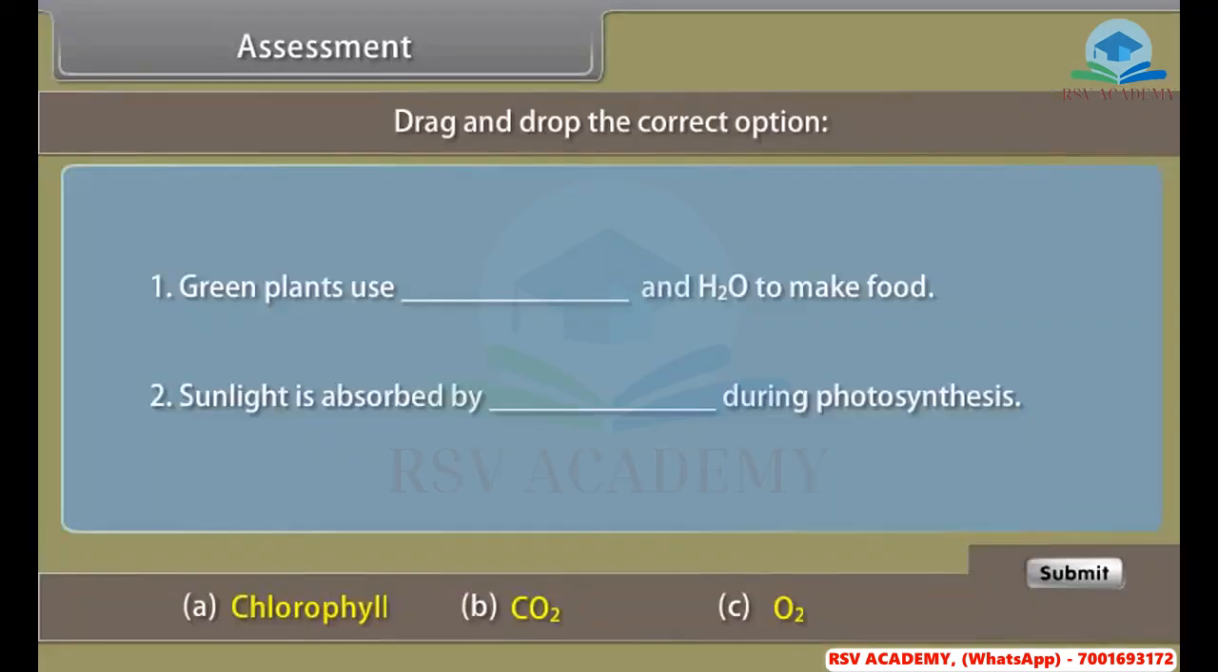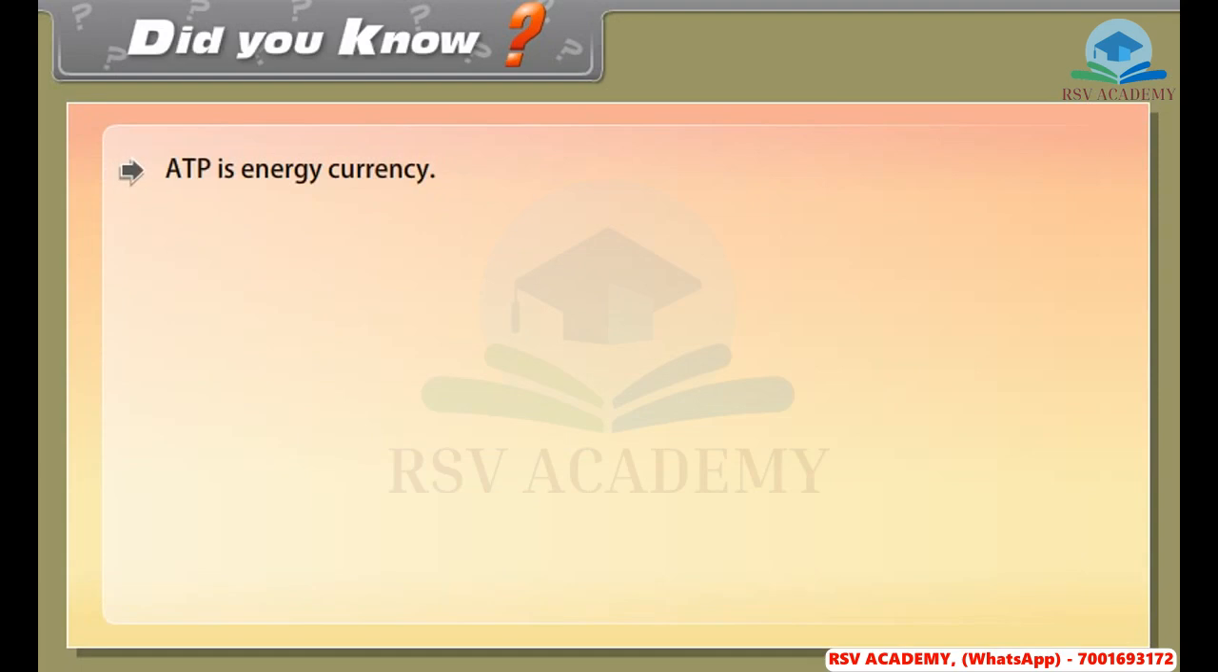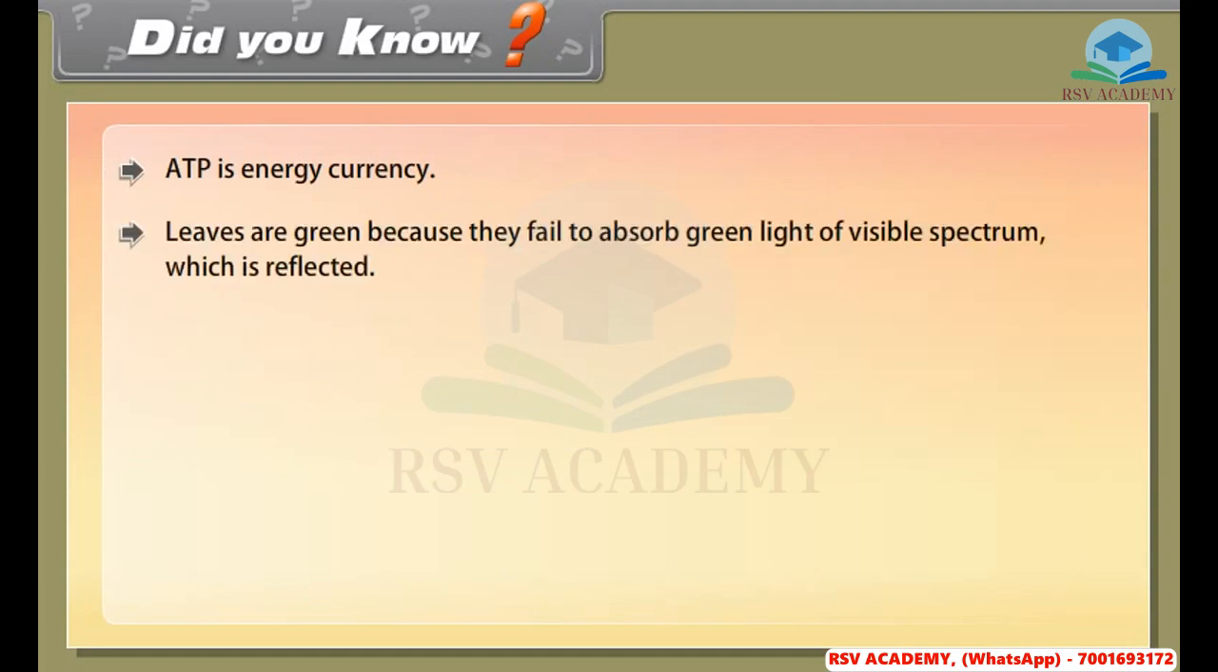Assessment. Before proceeding further, let us know how much you have learned. Drag and drop the correct option. Did you know? ATP is the energy currency. Leaves are green because they fail to absorb green light of the visible spectrum, which is reflected. Blue and red light are best for photosynthesis.